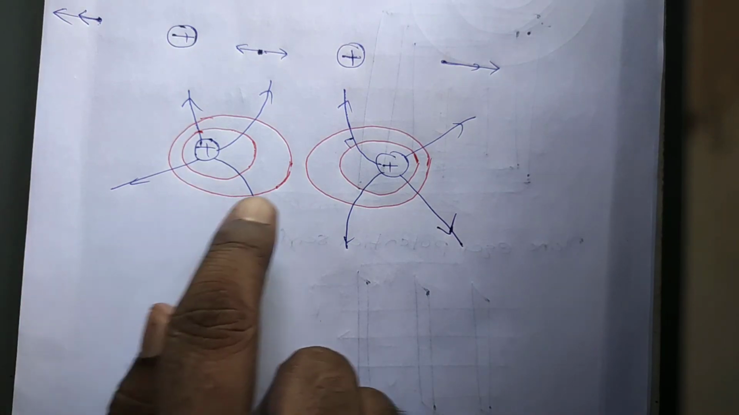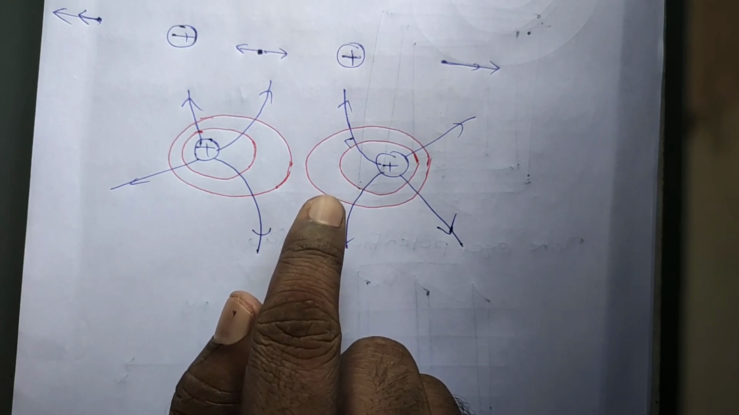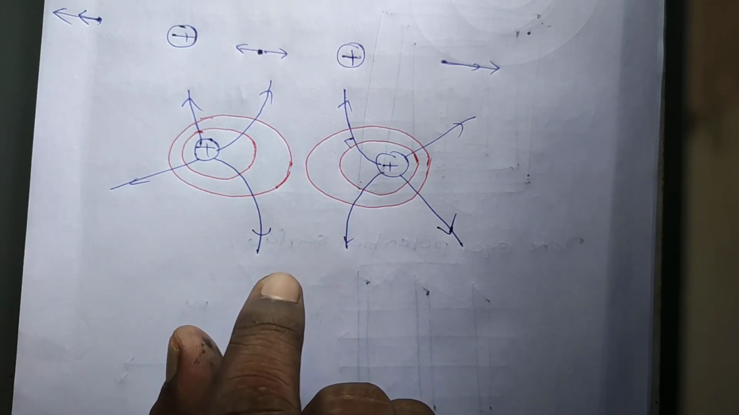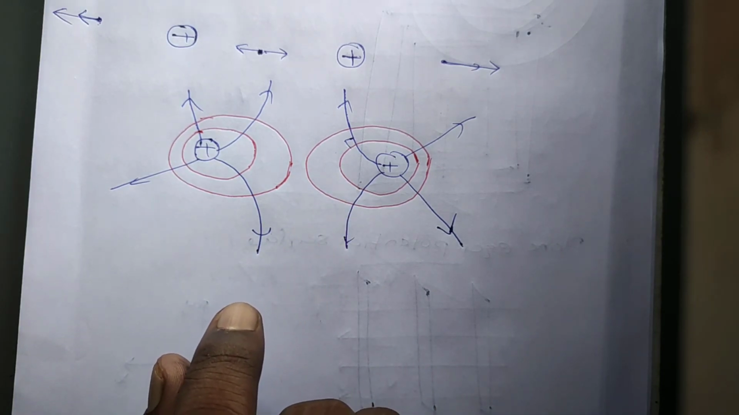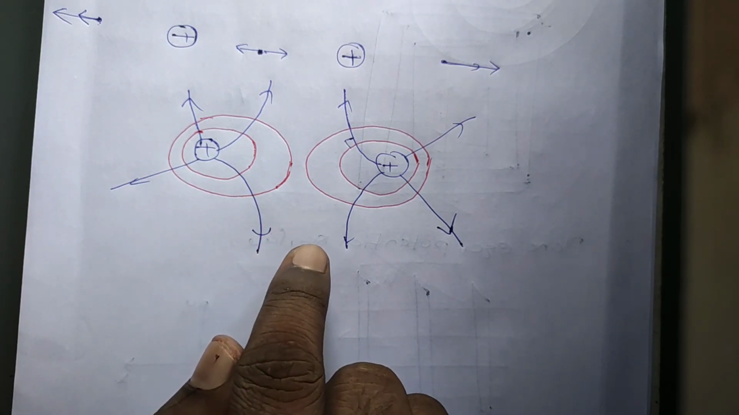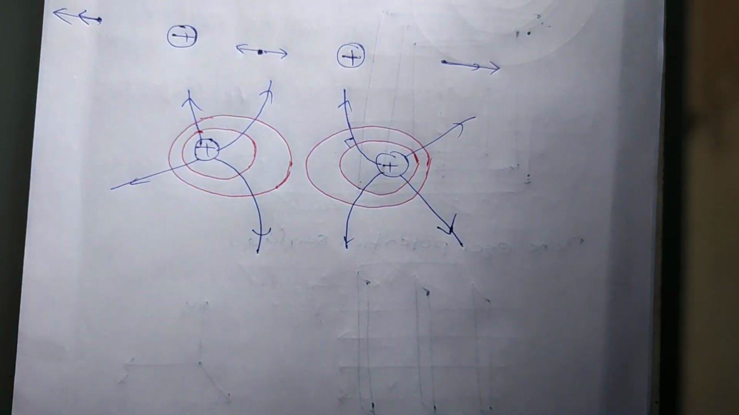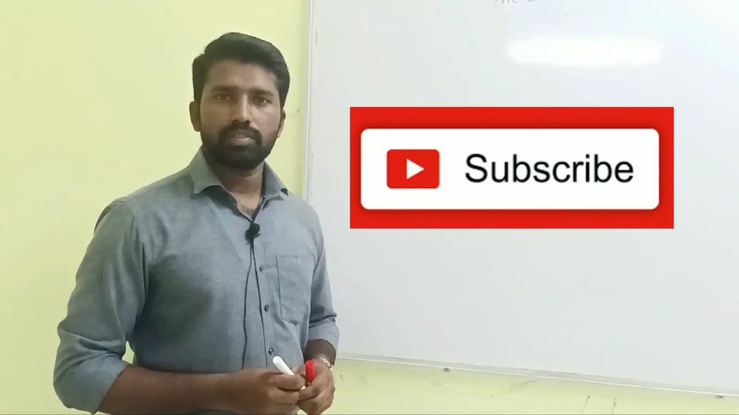So this is the equipotential surface produced by two positive charges placed close together, and if you place two negative charges close together, you can see the same shape, but the electric field direction is coming towards them. Okay, that is the thing about the equipotential surface.